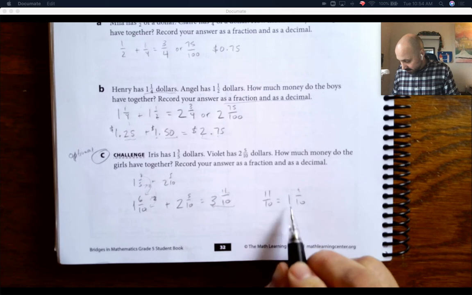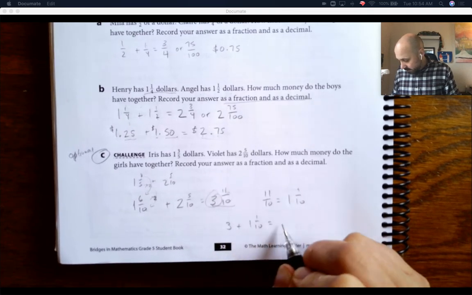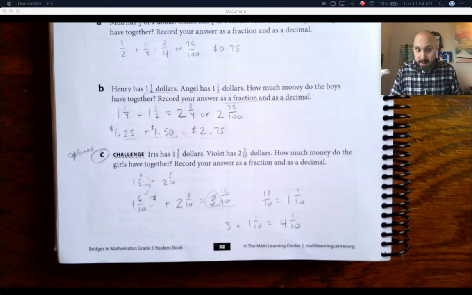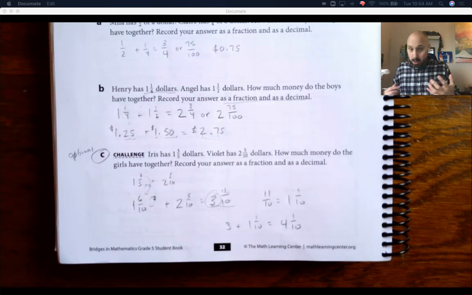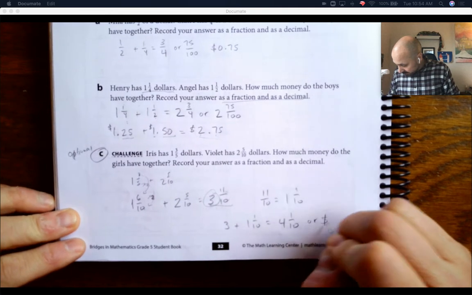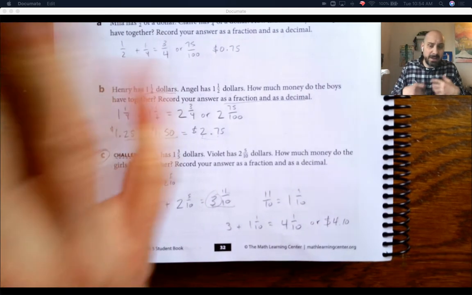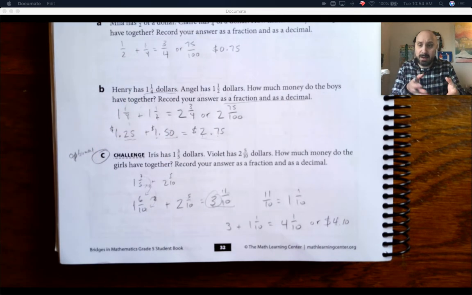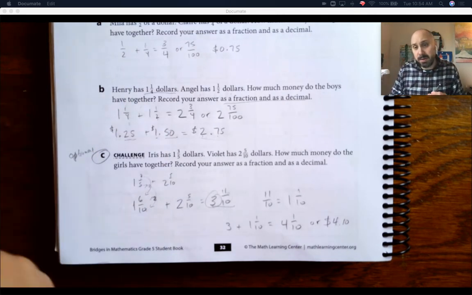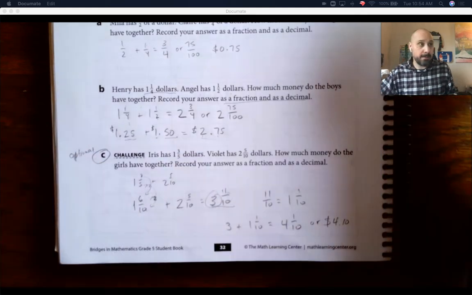So now I need to add this back to the 3. I'm sorry I'm moving so fast, but so really it's 4 1/10, or 1/10 is 10 cents. So I did that real fast, and I didn't really explain it very well, but for those of you who did try it and wanted to see, I just wanted to show you what that looks like. Remember, this C is optional, okay?